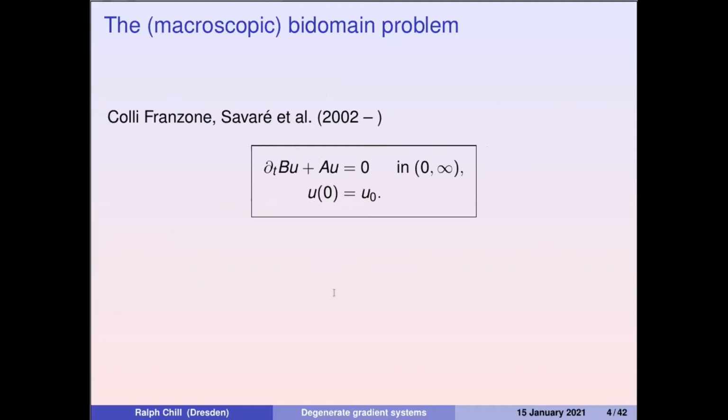Much earlier, in Hilbert space, just in L^2, Colli Franzone, Savaré and others viewed this problem as a degenerate Cauchy problem of the form here, where B is not the identity operator and B is in general even not injective. But A is also linear. They also consider the case where the operators are linear. And they developed a theory which is very much close to what I will present later.